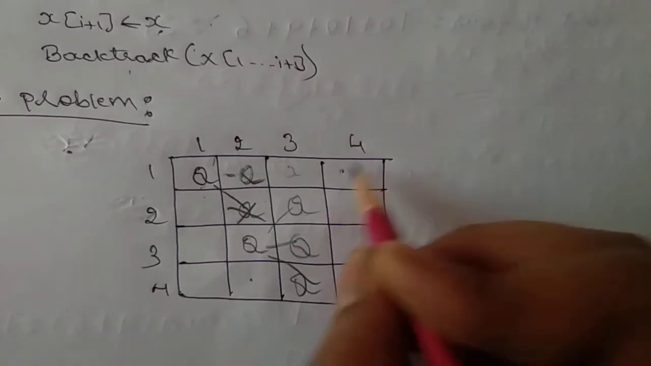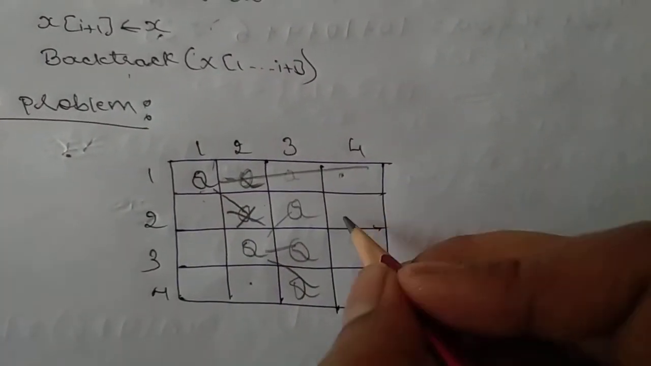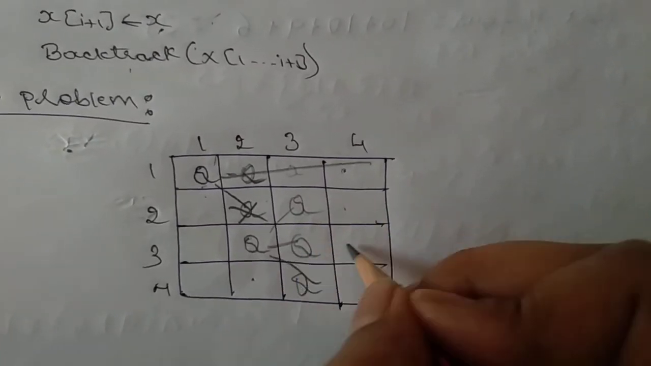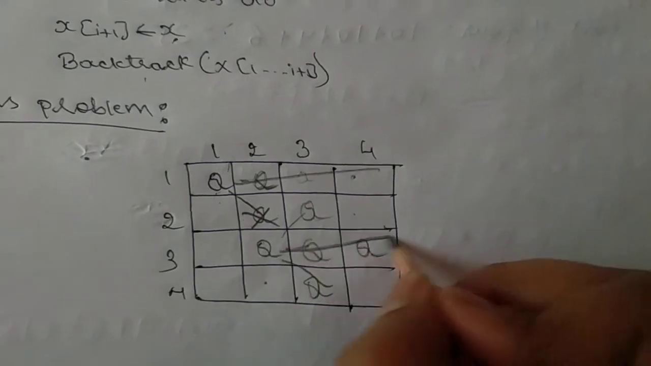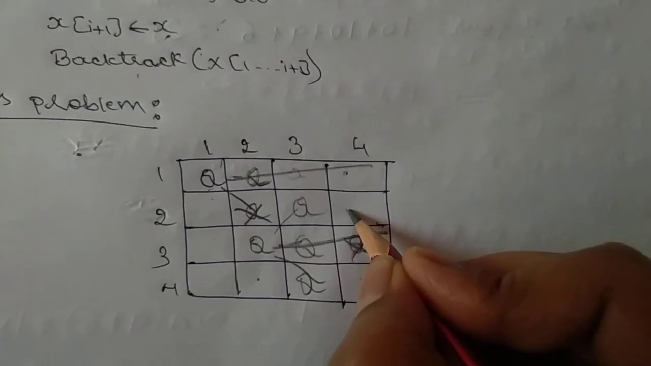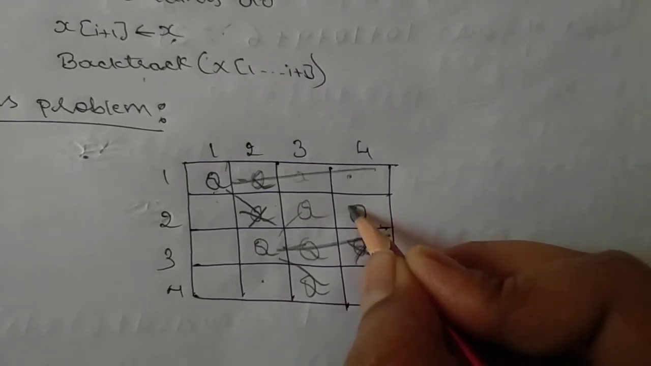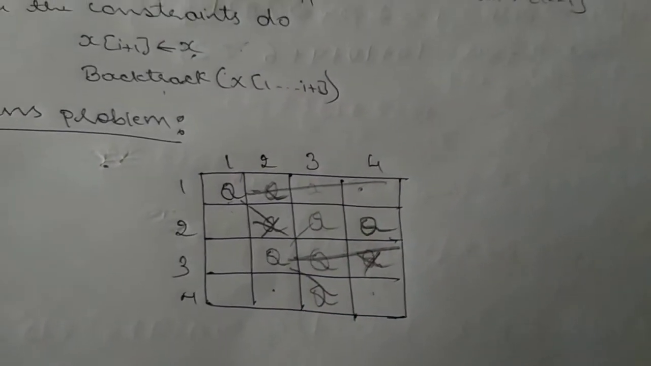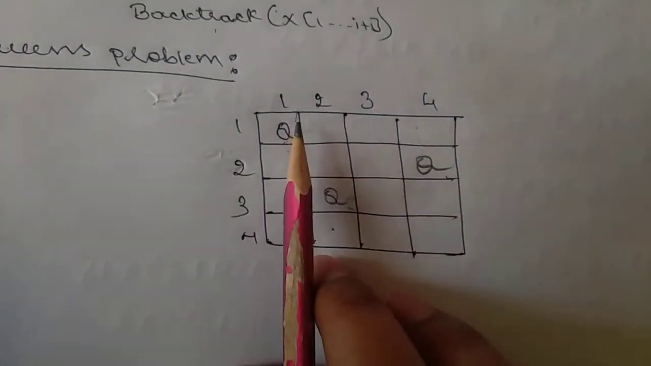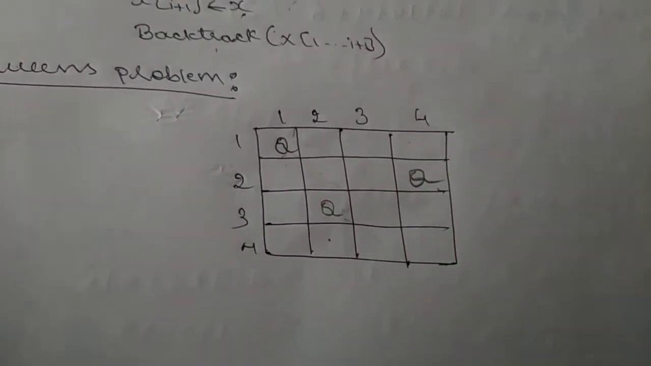Here I cannot place because this queen can attack. Here I can place, no one can attack over here. If I place here, this queen will attack, so I cannot place. I can place here or here, so I'll place over here. But what about row 3? I can place only 3 queens here. I cannot place any queen in row 3.